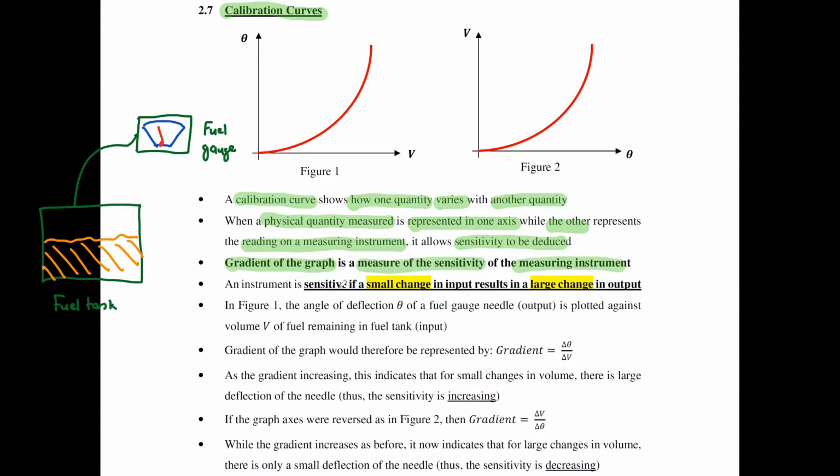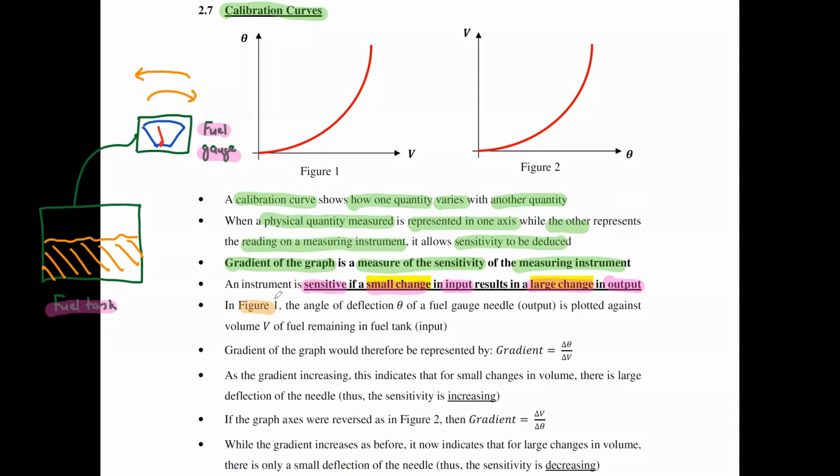An instrument is sensitive if a small change in input results in a large change in output. Take, for example, the volume of fuel remaining inside the fuel tank of a vehicle that is indicated by the deflection of the fuel gauge needle. When the volume of fuel is increasing, the needle will deflect in this direction, whereas when the volume of fuel is decreasing, the needle will deflect in the opposite direction.